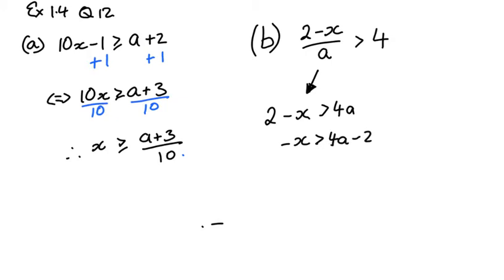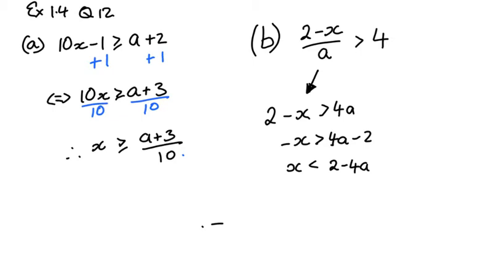Now obviously I don't want to know about negative x, I would like to know about x. So if I multiply by negative 1, remember when you're multiplying by a negative, change the direction of the sign, and I've got 2 minus 4a on the right hand side. Now that's not too bad. But what we've done in that very first step is we've multiplied by a. Now there's nothing in the question to say that a is a positive number.